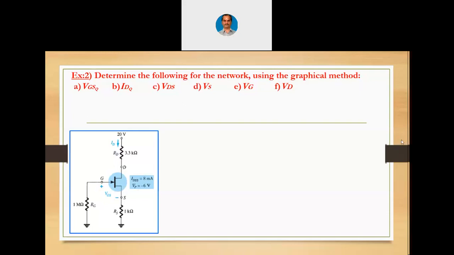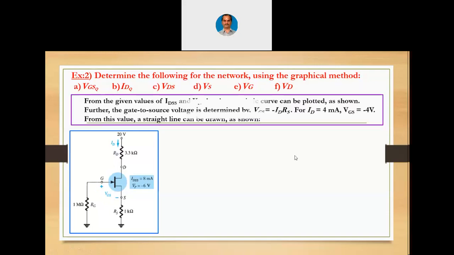So using all those coordinates, now we have a total of 4 points. Using all those coordinates, we can plot the transfer curve. From the given values of IDSS and Vp, the characteristic curve can be plotted as shown. Further, the gate to source voltage is determined by Vgs equals minus ID into Rs. For ID equals 4 milliampere, Vgs equals minus 4 volts. From this value, a straight line can be drawn as shown.